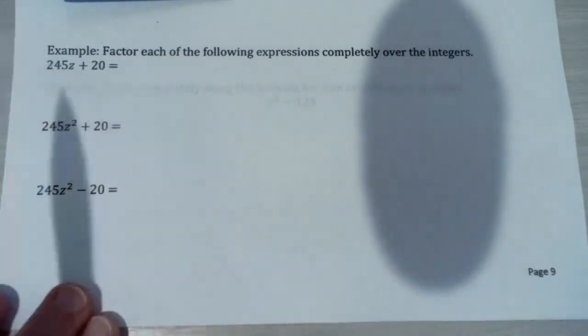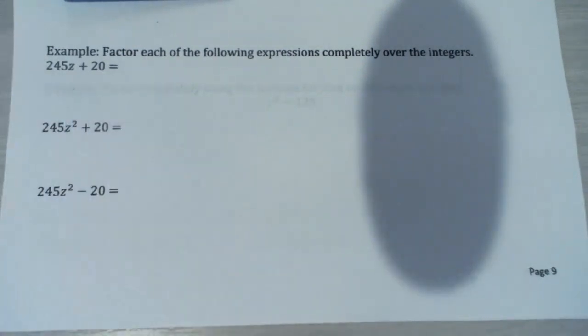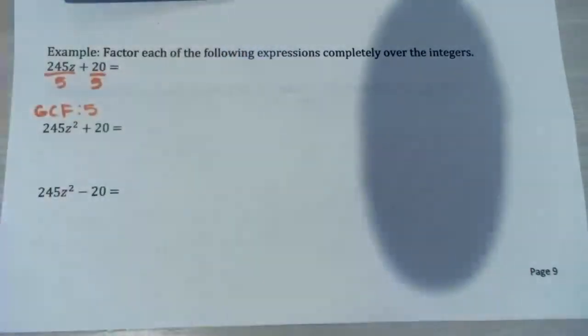Okay, so 245z plus 20. So it says to factor. Our first step in factoring, no matter what, is GCF. So I see that 5 can go into both 245 and 20. So let's factor out that GCF of 5. So 5's coming out front.